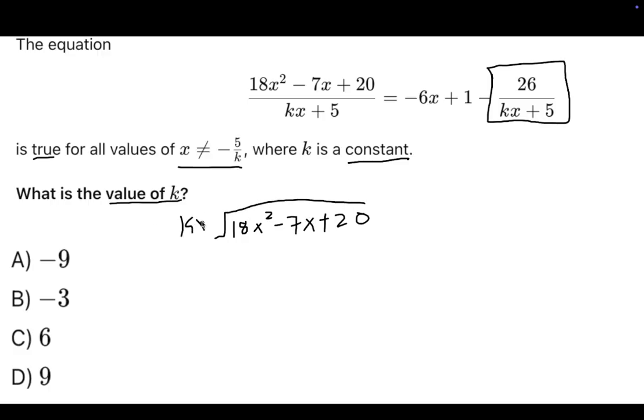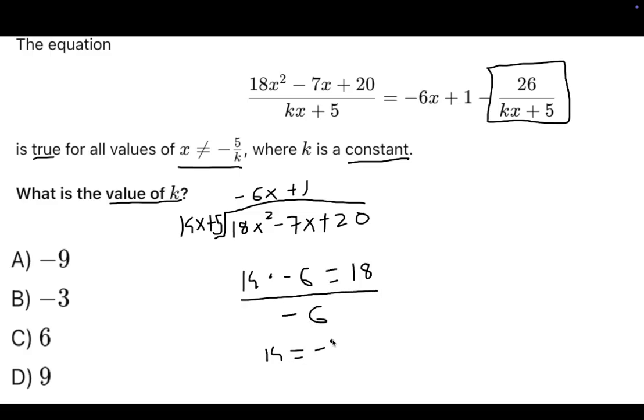We're going to write out the kx plus 5, and that's going to be the number that we're dividing with. And now this negative 6x plus 1 is going to be the answer to 18x squared minus 7x plus 20 divided by kx plus 5. So k times negative 6 has to equal 18. So we want to find k, so we're going to divide by negative 6 on both sides. So we're going to get k equals negative 3. So that's our value of k, making our answer B.